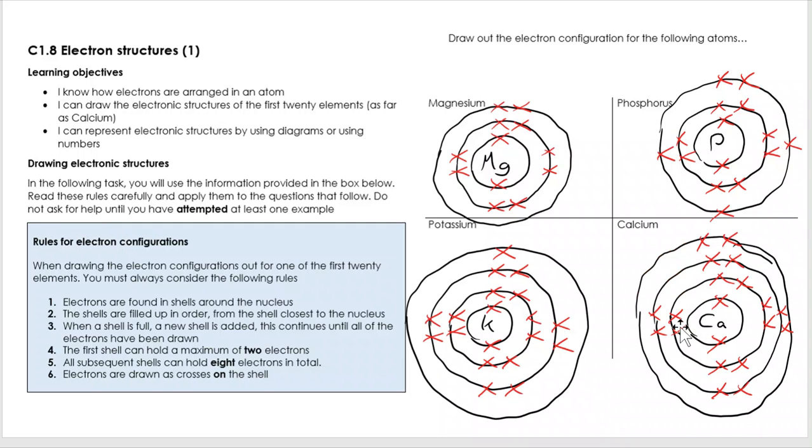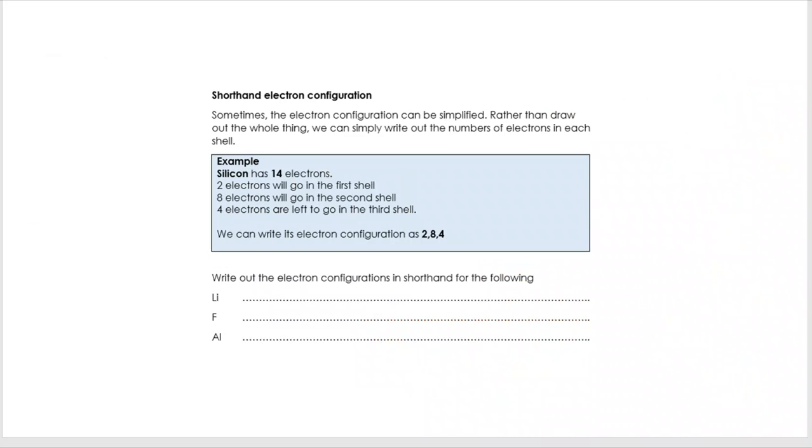Calcium will be 2 in the first shell, 8 in the second shell, 8 in the third shell, and 2 in the fourth shell. Now the good news is there is a shorthand way of doing this, and we're going to take a look at some examples of that as well. So try these.